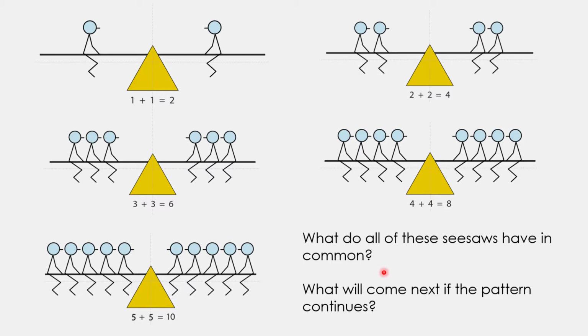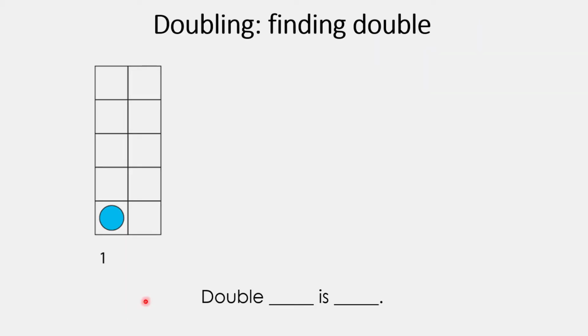What we've been looking at here is doubling. Now, Tautau noticed that each time we're adding the same number. 2 plus 2, 3 plus 3, 4 plus 4, and 5 plus 5. We call that doubling when you add the same number twice. When you add a number to itself, we call that doubling. And that's what we're learning about today, doubling or finding double a number.